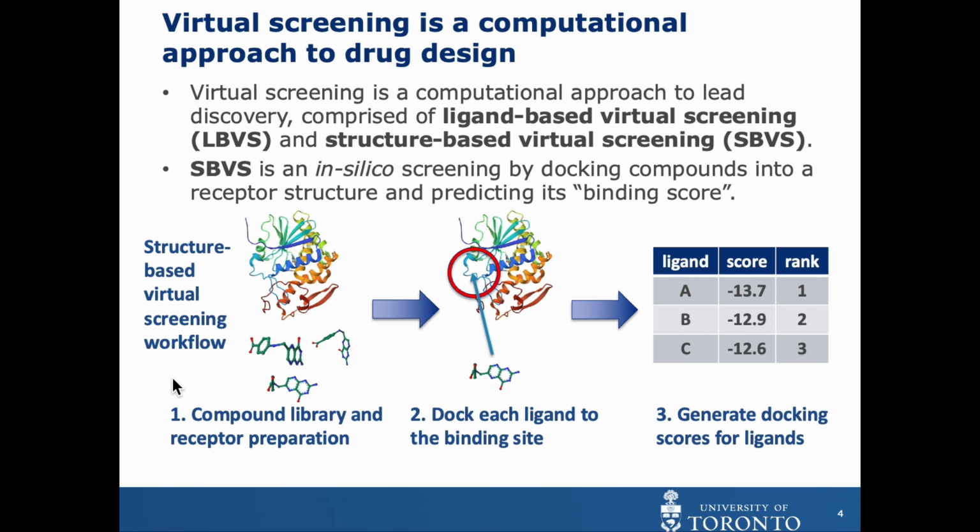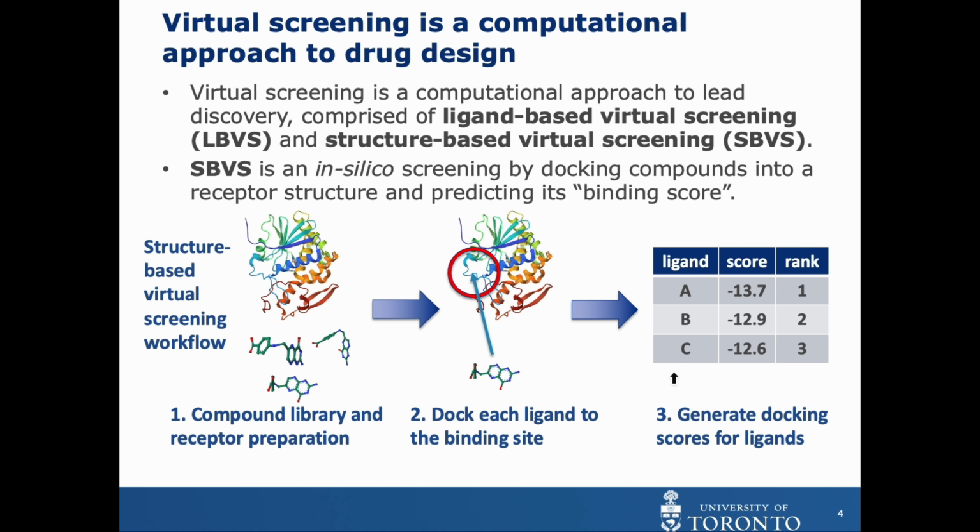The figure shows the process of structure-based virtual screening. Initially, the compound library and the receptor protein are prepared. This involves determining the structure of the receptor protein, identifying the ligand binding site, and compiling the compound library. Each compound is then virtually docked into the ligand binding site using docking software. The goal of this docking process is to predict the structure of the ligand-protein complex by exploring how the ligands can fit within the binding site.